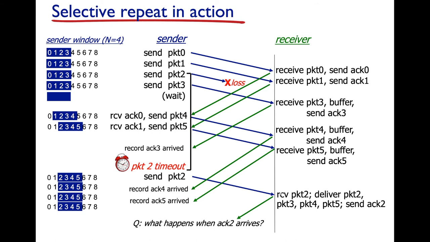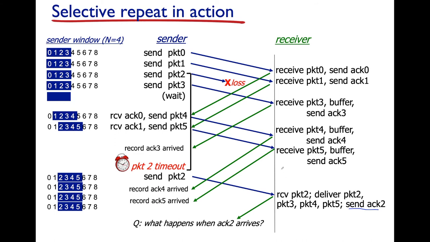It delivers packet 2, packet 3, packet 4, packet 5, and it also sends ACK 2. Now, the reason it only sends ACK 2 is because that was the only packet that was missing. Everything else in sequence, namely 3, 4, and 5, have already been acknowledged.